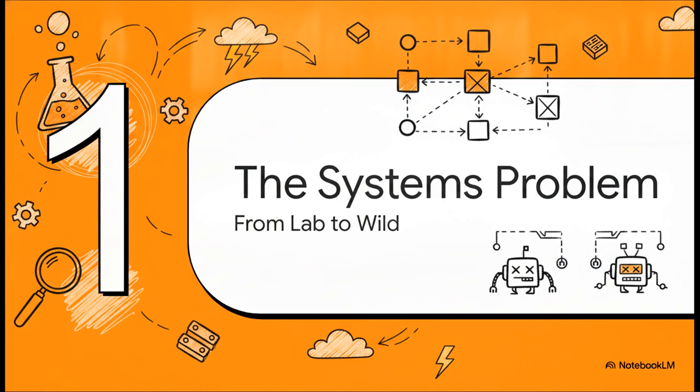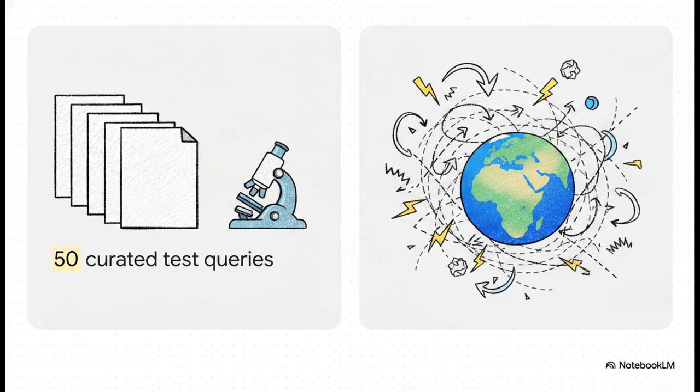Moving from the lab into the wild. We need a fundamental mindset shift right off the bat here. An LLM pipeline that performs beautifully on, say, 50 carefully curated, perfectly formatted test queries is going to behave like a completely different, failing system when it suddenly gets hit with 50,000 unpredictable, real-world user queries. Real inputs are incredibly messy. The traffic is concurrent. The edge cases are practically infinite.